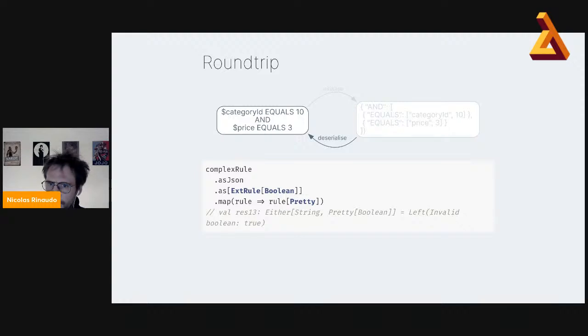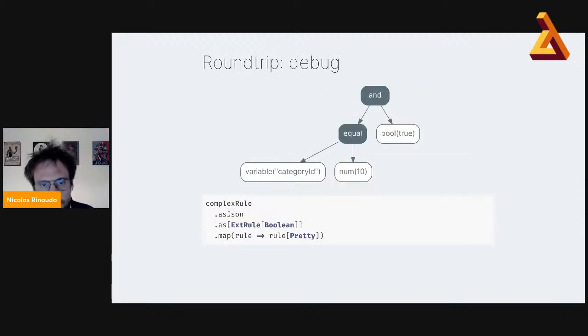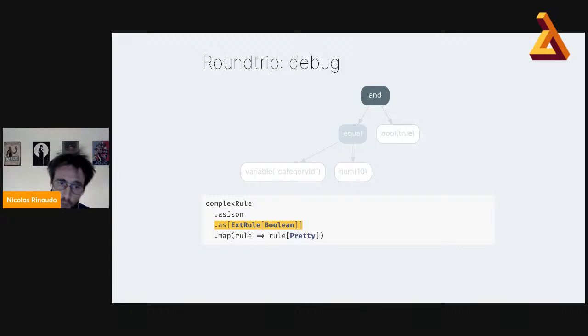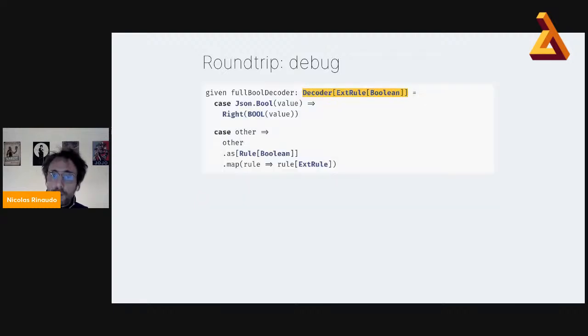Which is surprising, because true is clearly not an invalid Boolean, is it? So let's debug that. Let's see what happens here. When we try to decode that as an extended rule, the way this works is that when you try to decode something as something, we need a decoder for that output type. So we're going to look at the code of decoder of extended rule of Boolean.